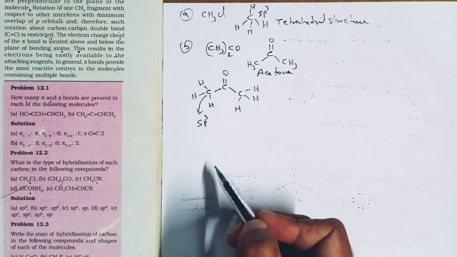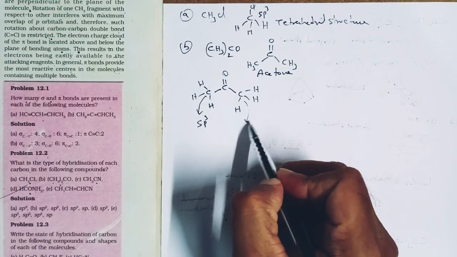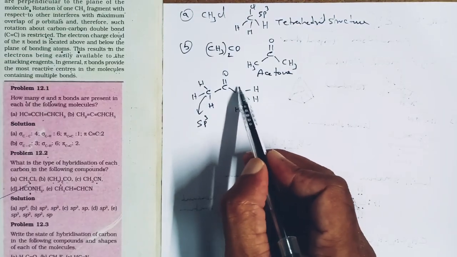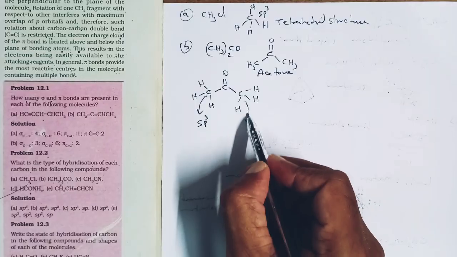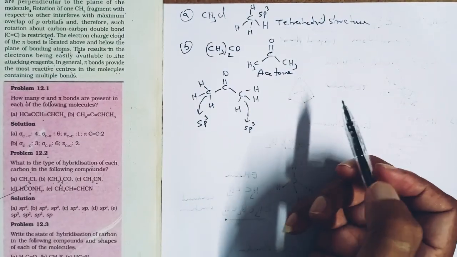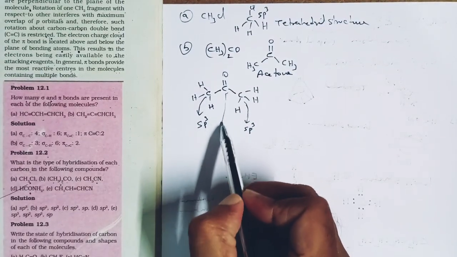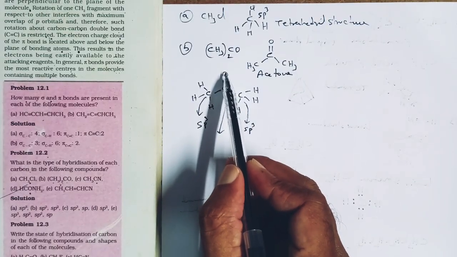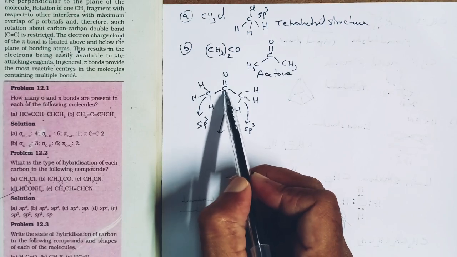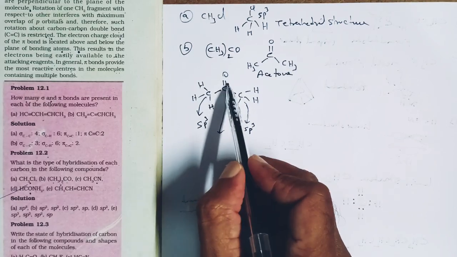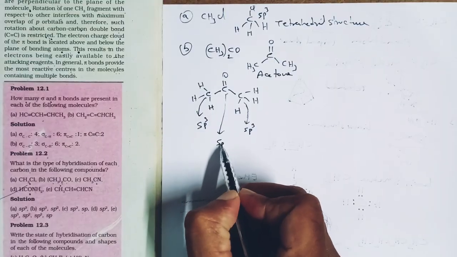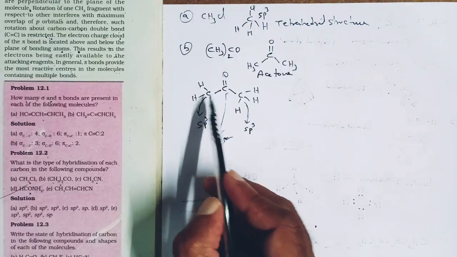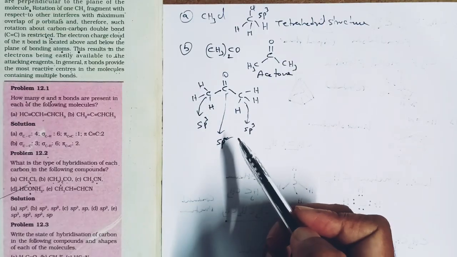Okay, come here. This is also having single bonds, total four single bonds. So this carbon is also sp3 hybridized. Now come to this carbon. Here the carbon has a double bond to O. Obviously when carbon has a double bond, a pi bond is there. One is a sigma bond, one is a pi bond. So it is sp2 hybridized carbon. So this is sp3, this is sp3, this is sp2 hybridized carbon.